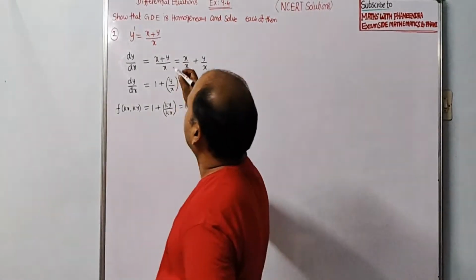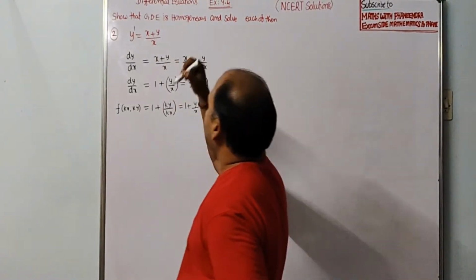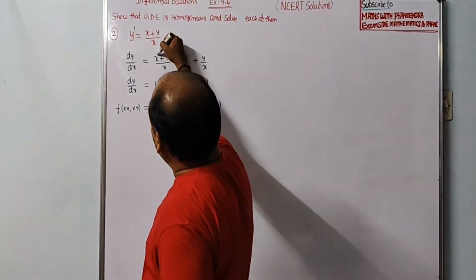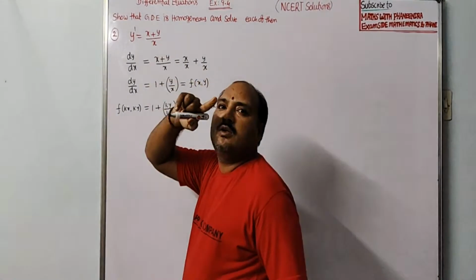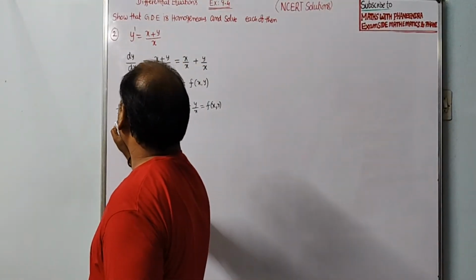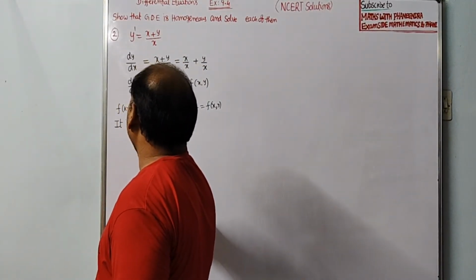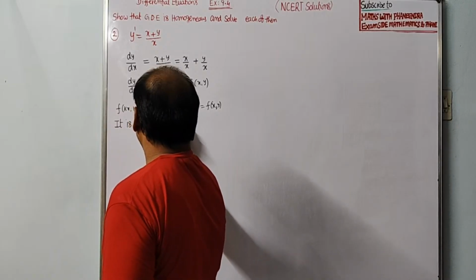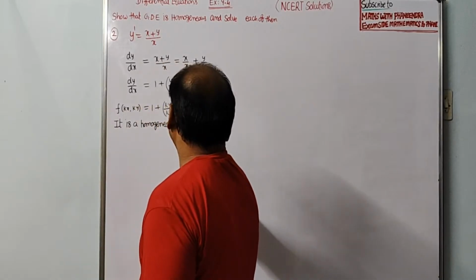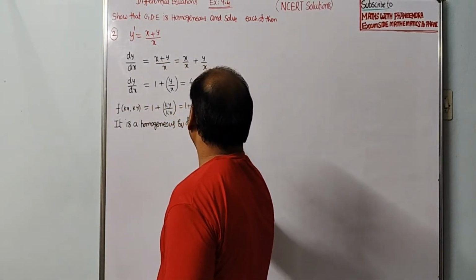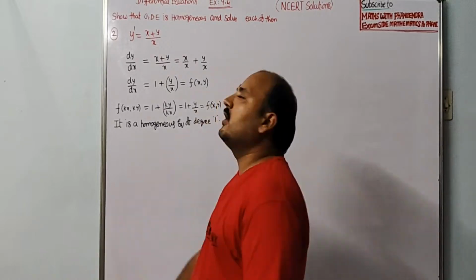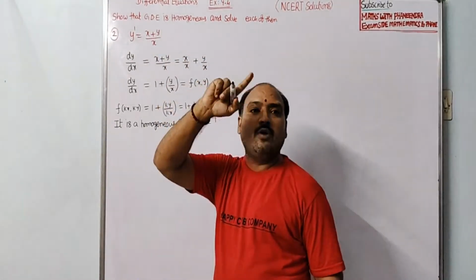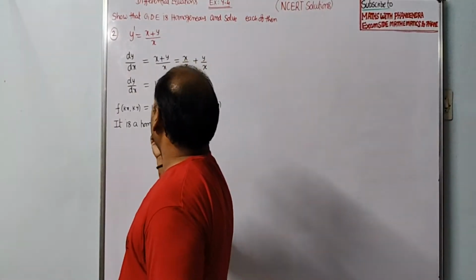Okay, dear students. Homogeneous. In every term the power of x is 1 only, so it will be 1 degree. It is a homogeneous equation of degree 1. Irrespective of variables x and y, each and every term contains only 1. So it is already proved, no.